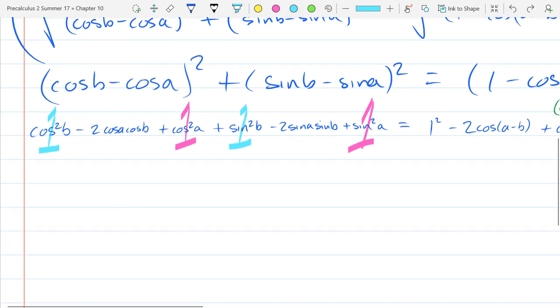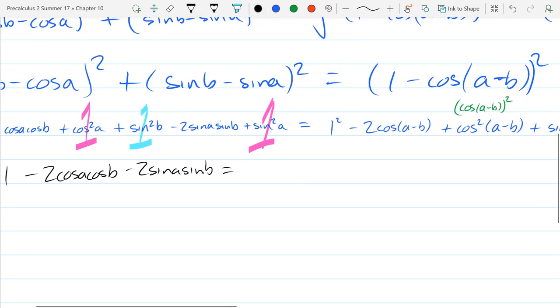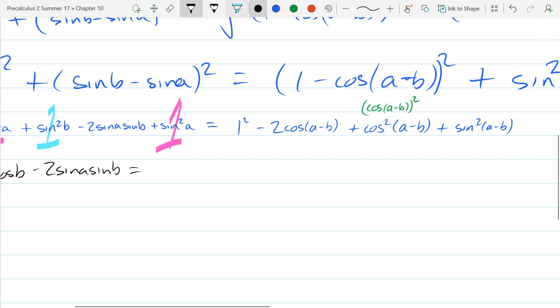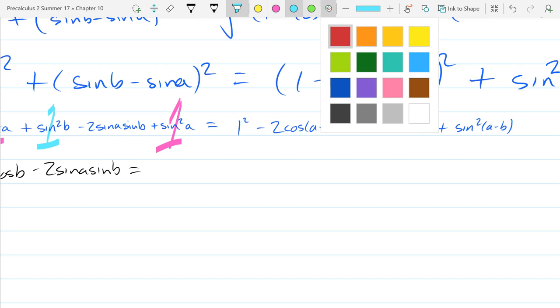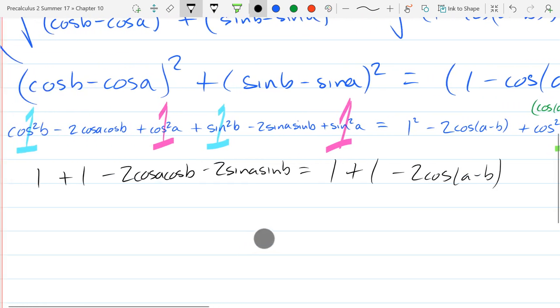All right, so the two blues are 1, the two magentas are 1, so that's 1 plus 1. Minus 2 cos minus 2 equals. Now, we're going to do the same thing on this side, except things are a little bit more complicated, but not bad. Look at these right here. Sine squared plus cos squared, it's the same angle. So they're going to also cancel out to be a 1. So we got 1 already, copying that 1. Plus 1 minus 2 cos a minus b. All right, things are getting a bit better. 1 plus 1 is 2.